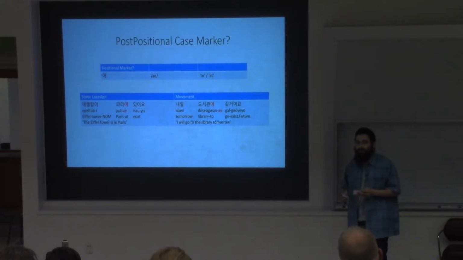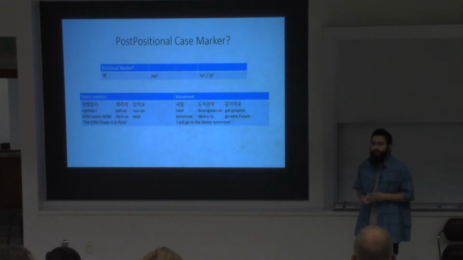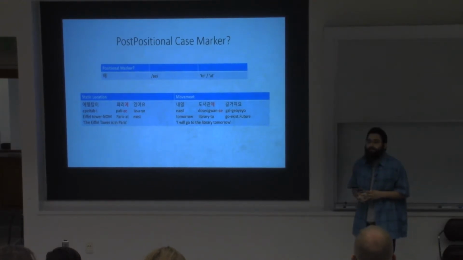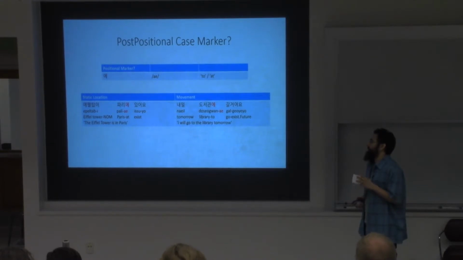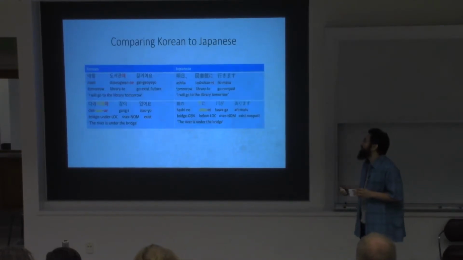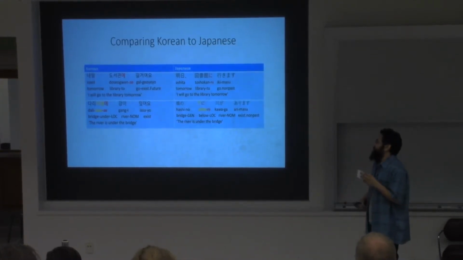You have the morpheme ni. And because both Japanese and Korean are right-headed, use postpositionals, and both of them exhibit some case marking, we can actually use XBar theory to compare the two languages and come up with a hypothesis for Korean. So here are the two Korean sentences next to their Japanese counterparts.